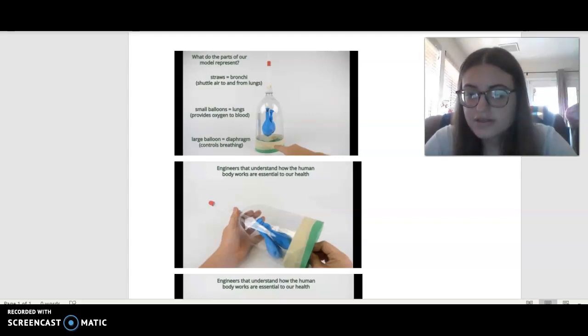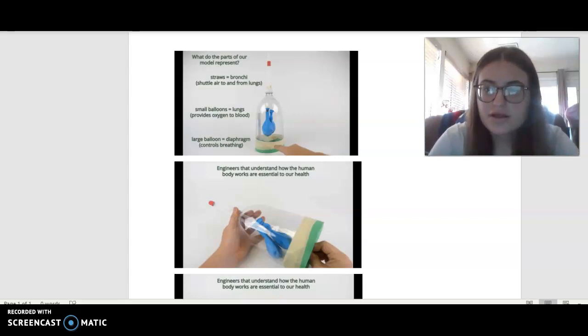During inspiration, the diaphragm contracts and pulls down, while the muscles between the ribs contract and pull upward. This increases the size of the thoracic cavity and decreases the pressure inside. As a result, air rushes in and fills up the lungs.